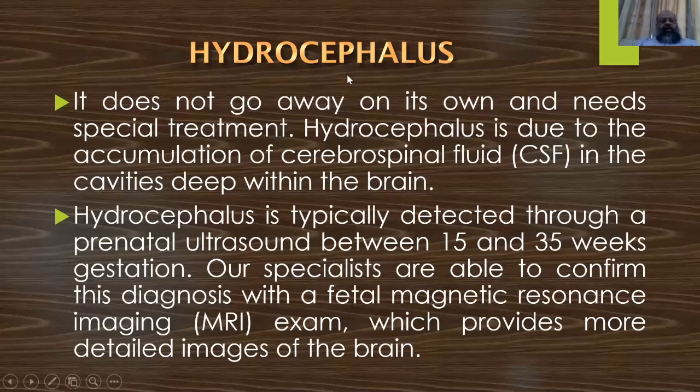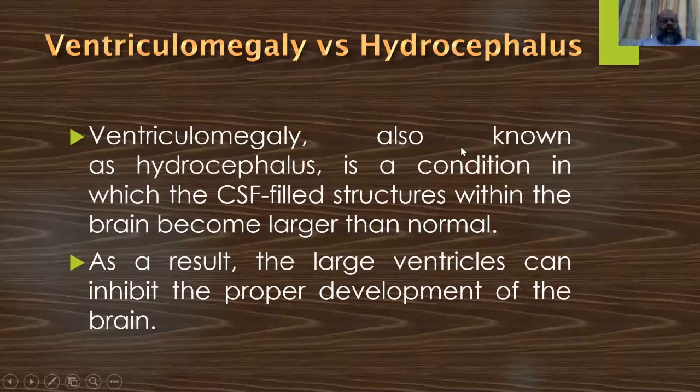The difference between ventriculomegaly and hydrocephalus. Ventriculomegaly, also known as hydrocephalus, is a condition in which the CSF-filled structures within the brain become larger than normal. As a result, the large ventricles can inhibit the proper development of the brain. So we will recommend that the term ventriculomegaly must be preferred as compared to hydrocephalus.